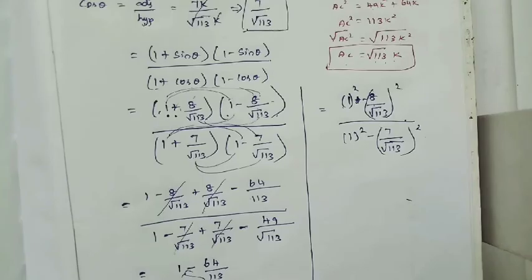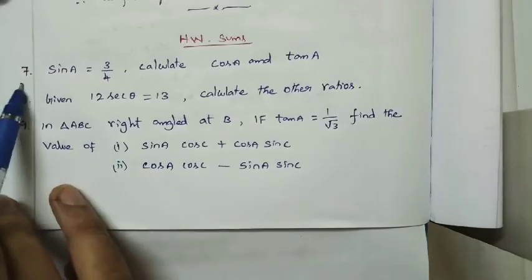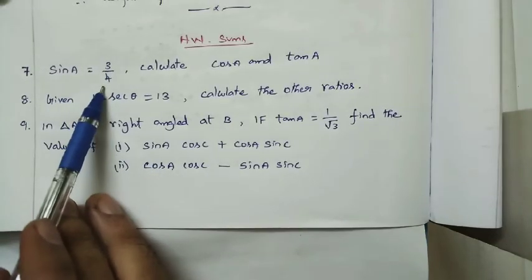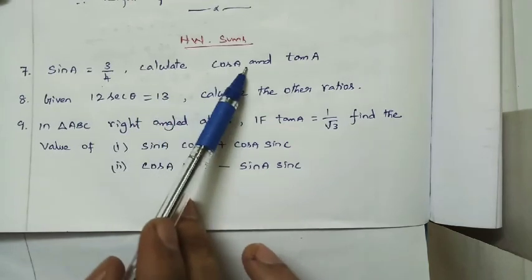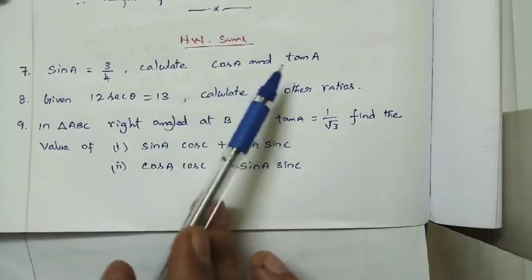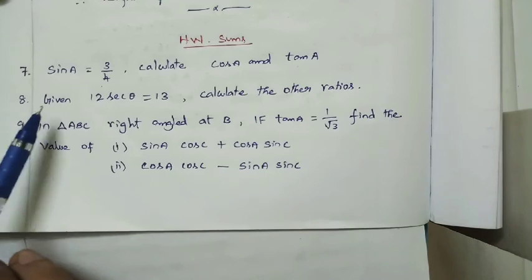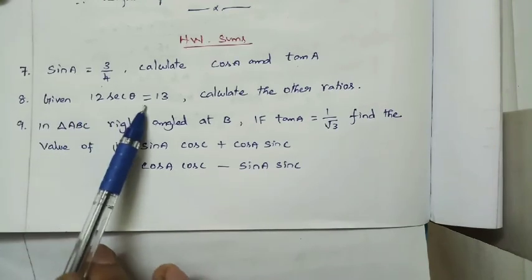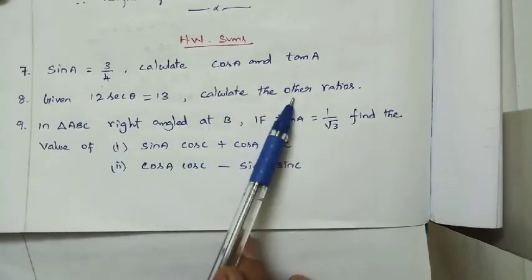Okay, note down your homework sums. Sum number 7: sin A equal to 3 by 4. Calculate cos A and tan A. Sum number 8: given 12 sec theta is equal to 13. Calculate the other ratios.